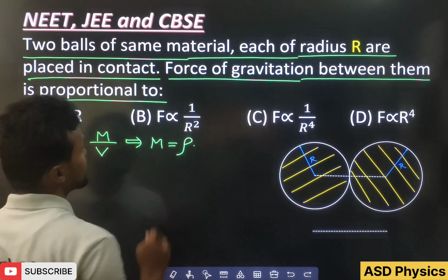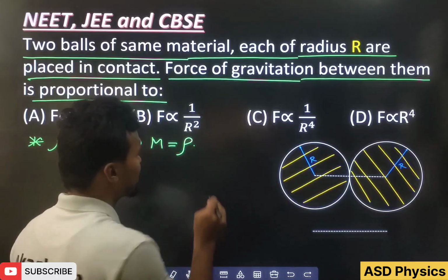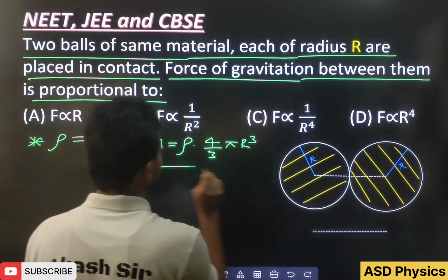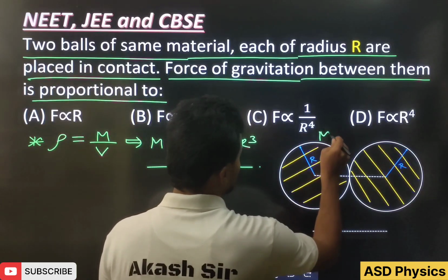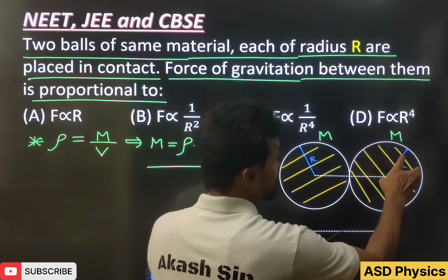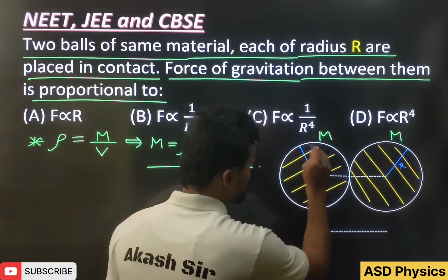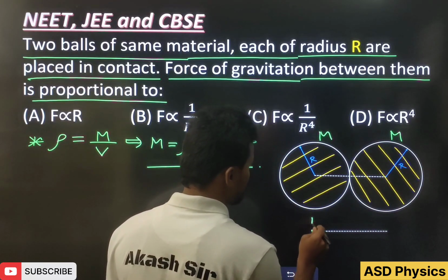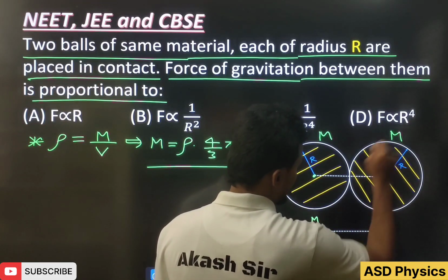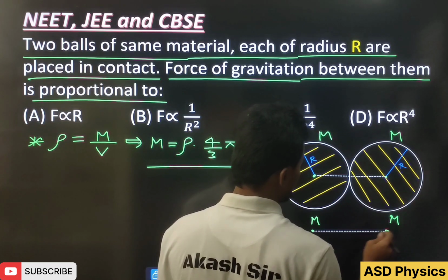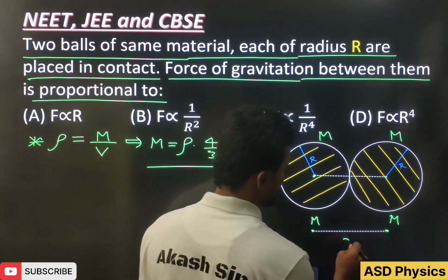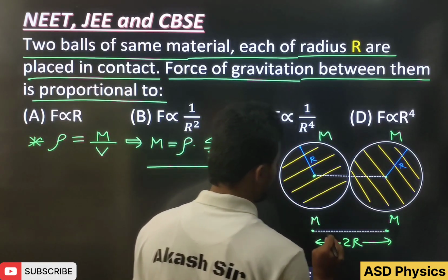So what is the mass of each sphere? Mass equal to density into volume. And for a spherical body, you know very well the volume is 4 by 3 pi r cube. This is going to be our mass. So this is mass m, this is also mass m, and they are just in contact. The total mass of the first sphere can be concentrated at the center, and the same for the second. The distance between them: this is r, this is r, total 2r.